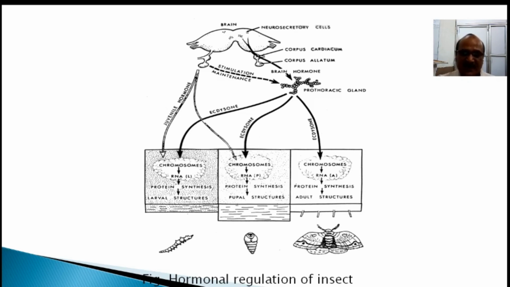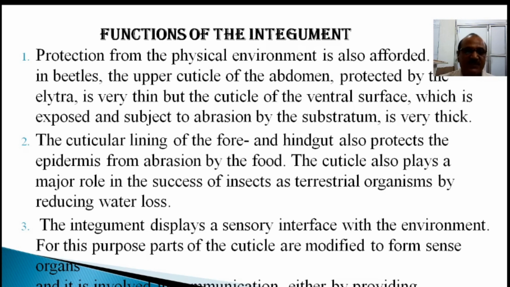Now the next part is the functions of the integument. The integument of insects performs various functions. The first function is protection. It forms the physical barrier to the various external environmental changes that take place. The integument protects against these environmental changes, and that is the protection it gives.